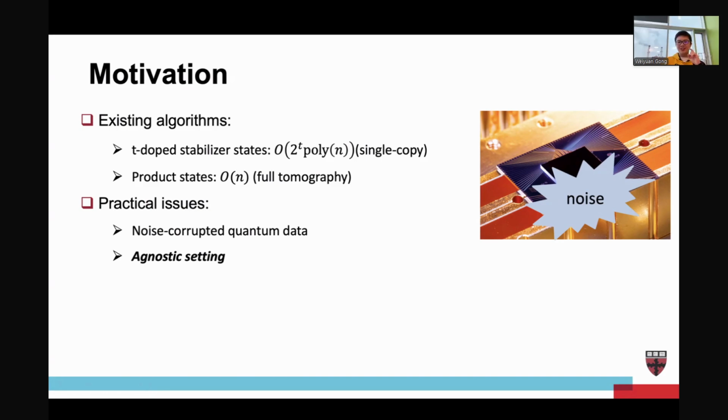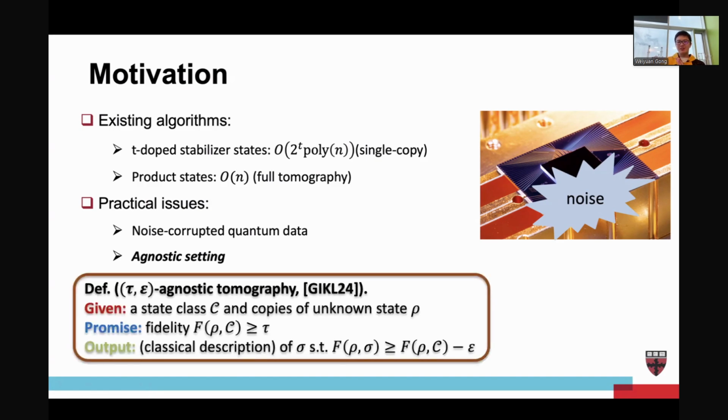Okay, so that's why we need to consider an agnostic learning setting. Formally speaking, agnostic tomography requires 2 parameters, and this task was defined by Grewal et al. in an earlier work. In this setting, you are given a class of states C, and copies of an unknown quantum state rho. You are guaranteed that the fidelity between your unknown quantum state rho and at least some state in C is larger than tau. The target is to output a classical description of a state sigma such that the fidelity between sigma and rho is larger than the fidelity between rho and the state class C minus epsilon. So this is tau-epsilon agnostic tomography.